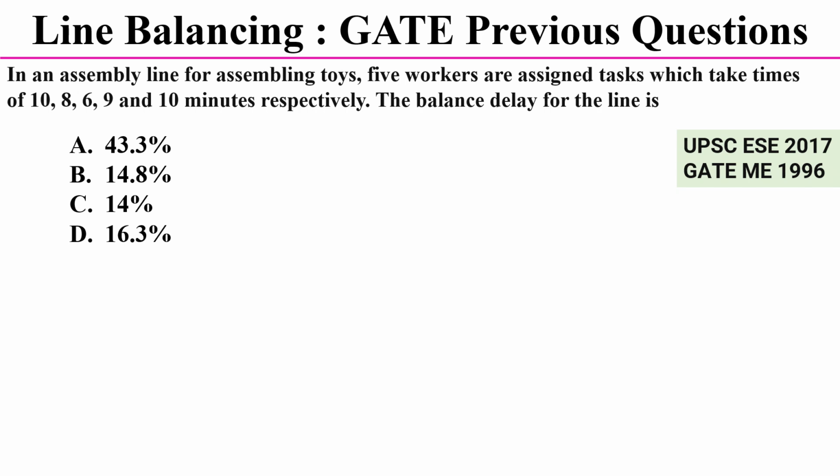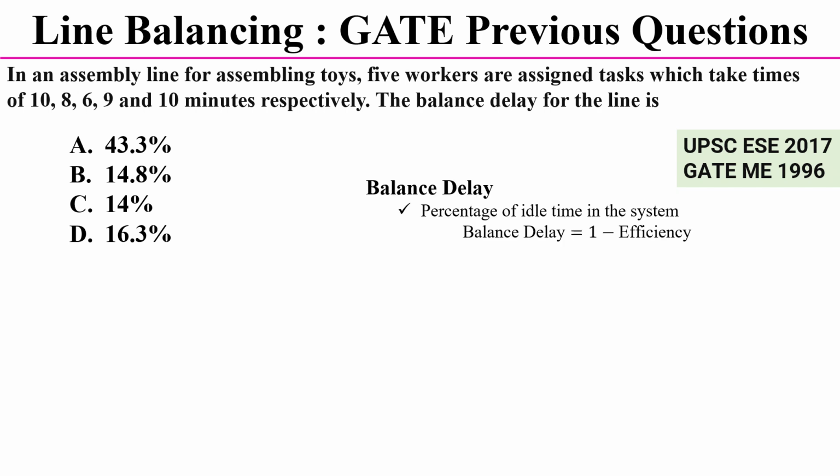In an assembly line for assembling toys, 5 workers are assigned tasks which take times of 10, 8, 6, 9 and 10 minutes respectively. The balance delay for the line is: option A 43.3%, option B 14.8%, option C 14%, option D 16.3%. This question was given in the GATE 1996 mechanical paper, and moreover in the UPSC exam in 2017. So let's see the solution.